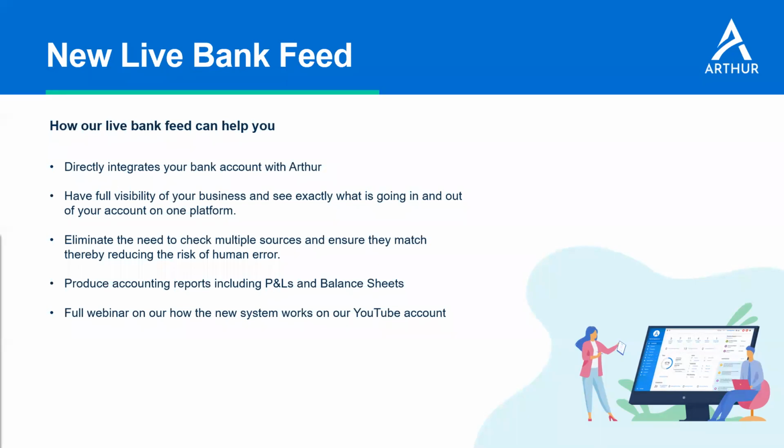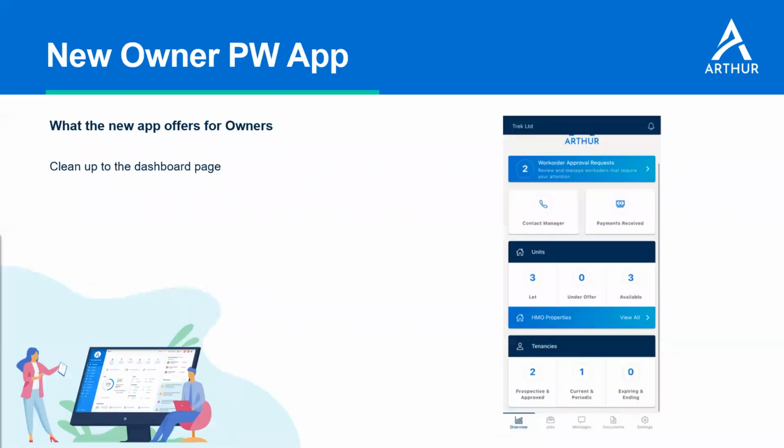All right, next one is the new owner PWA app. So what this basically means is it's a progressive web app, and it is a brand new system that we've sort of improved and cleaned up on. Now, as you can see here, it's a lot cleaner in terms of keeping track of what's going on within the owner, because within the owner app, we wanted to make sure it's very clear and simple for the owner to keep track of what's important to them.